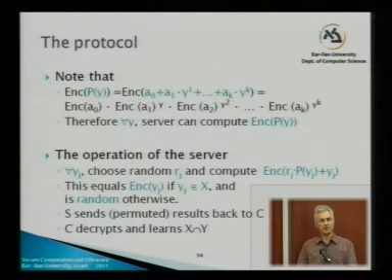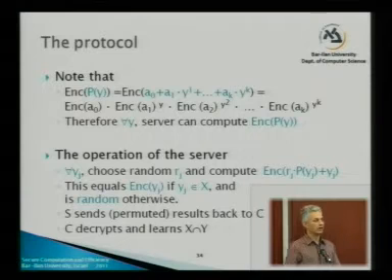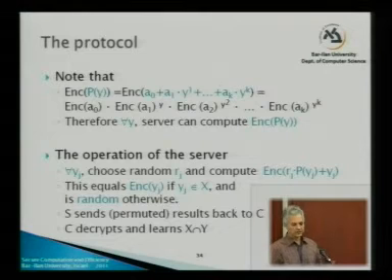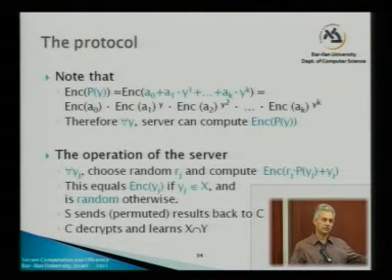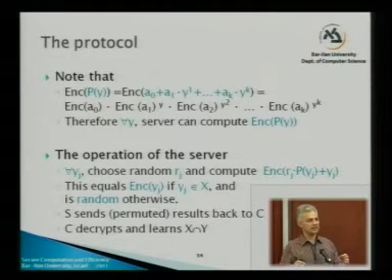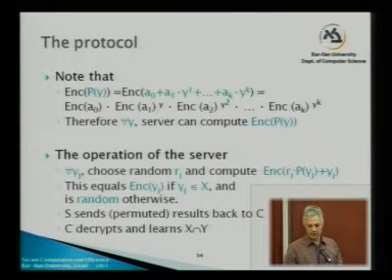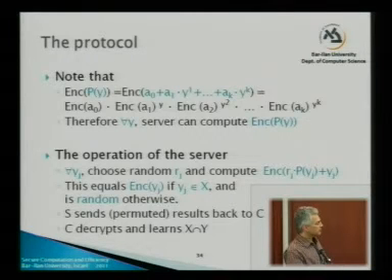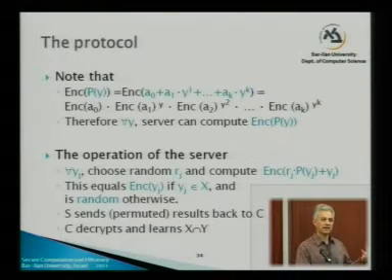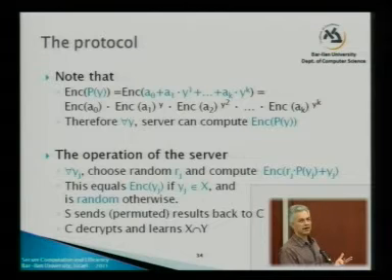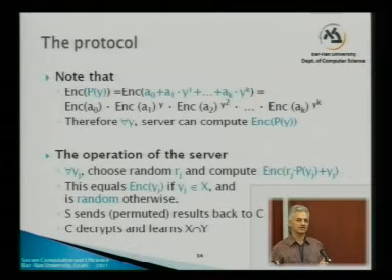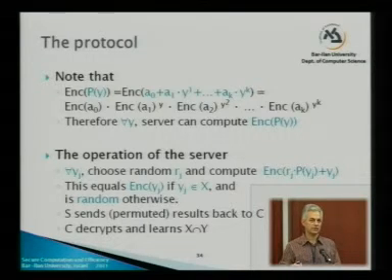So what we get here is an encryption of something which equals yj if yj is in the intersection, and is random otherwise. So S sends its values back to the client. It must send them in permuted order, so the client doesn't learn anything from the order of the items. The client decrypts. Suppose that the range is very large, much larger than the number of items that the client has. So if she sees in decryption a random value which is not in her set, she knows that no match was found.